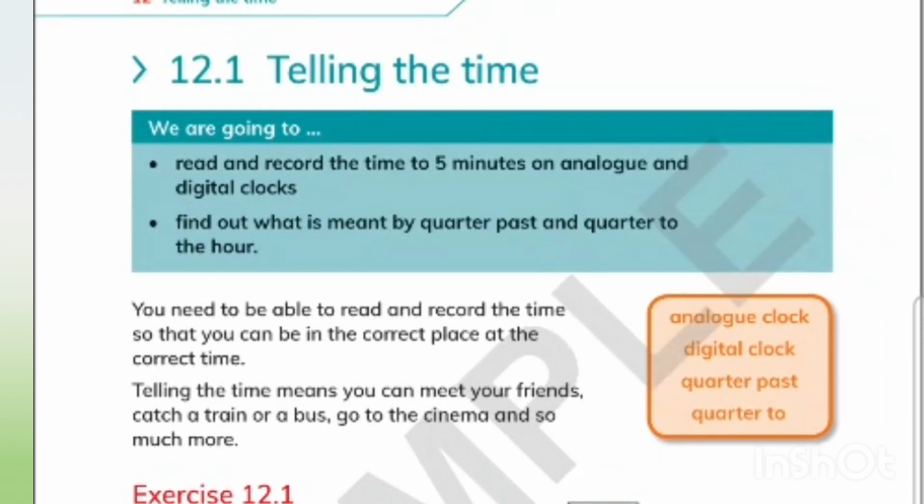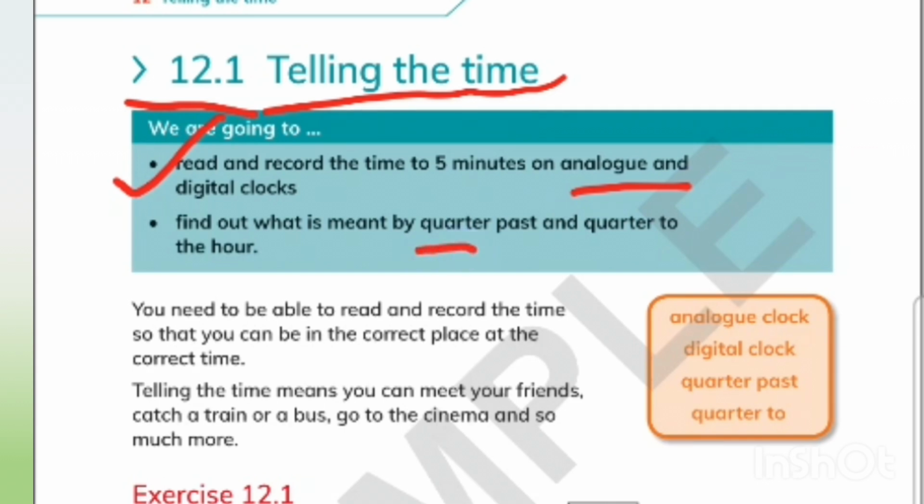Now the unit 12.1 telling the time. What we are going to cover here: read and record the time to 5 minutes on analog and digital clocks. Find out what is meant by quarter past, quarter to, the hour. Okay, so these concepts we are going to learn.